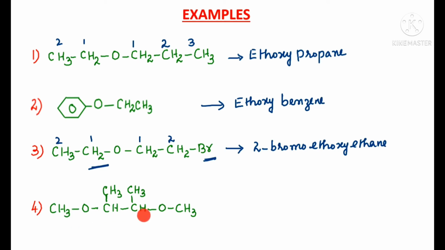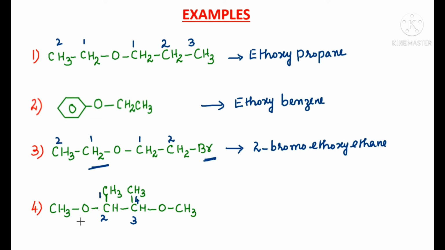CH3O CH CH CH3. Here we are having two ethereal oxygens, is it not? First, we should fix the longest chain. Which is the longest chain here? We can take this as the longest chain. Now number the compound 1, 2, 3 and 4. So this is 4, which means butane. The longest chain is the larger alkyl group, this is butyl, so butyl means butane.